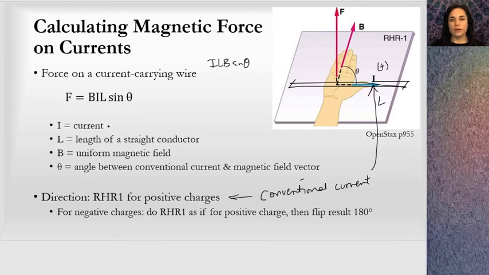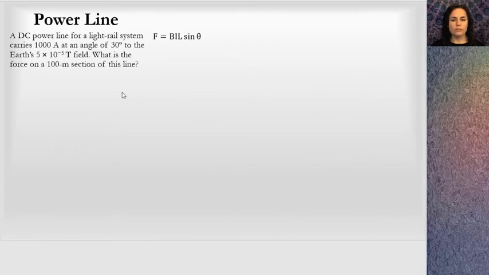So now that we know how to find the magnitude and direction of the magnetic force on a current, let's look at an example. And I tried to pick an everyday example here. It says a DC power line for a light rail system. So public transportation, the light rail, carries 1,000 amps at an angle of 30 degrees to the Earth's 5 times 10 to the negative 5th tesla field. What is the force on a 100-meter section of this line? It seems like if I have just one charge, it's not a very large force, but now I have 1,000 amps, which is a lot of amps. It's a really high current, actually.